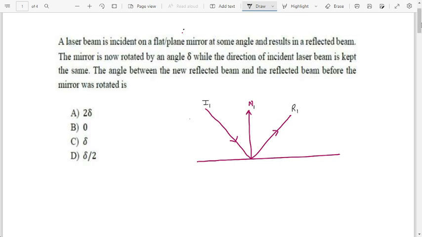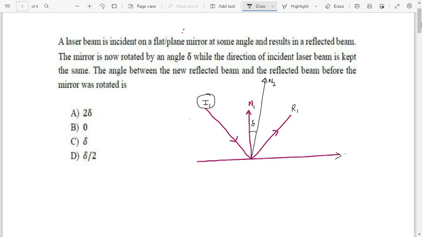So, if you rotate this mirror, let's say in the clockwise direction by an angle delta, we can clearly see that the normal will also rotate. This will be the new normal, which will rotate by an angle delta. So, this angle will be delta, correct? Now, if you see, the angle between the old incident ray, which is also the new incident ray, because the incident ray has not changed, and the normal has increased by delta. Therefore, we can say that the angle between the reflected ray and normal should also increase by the angle delta, correct?